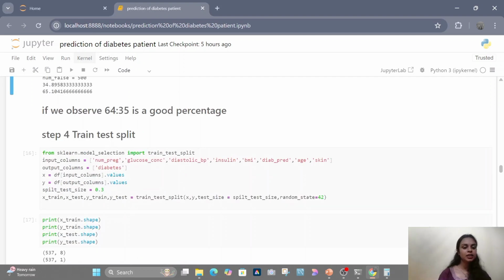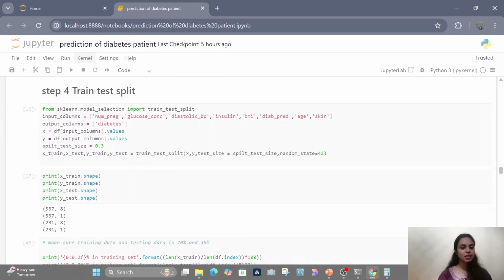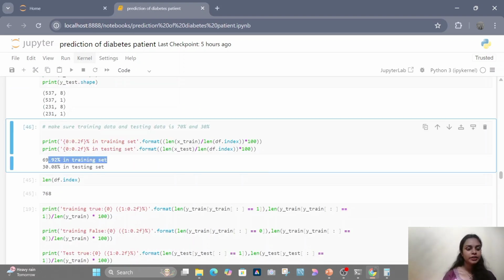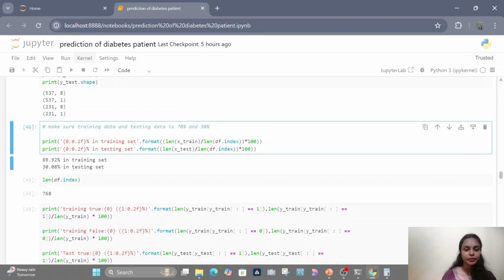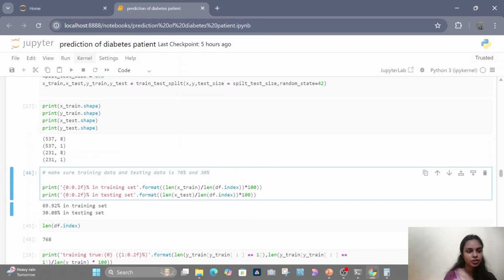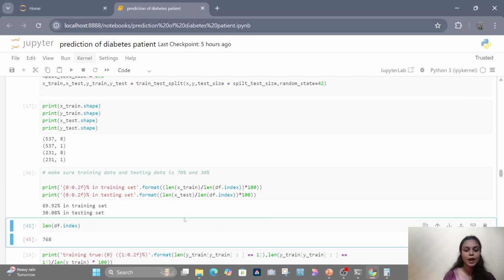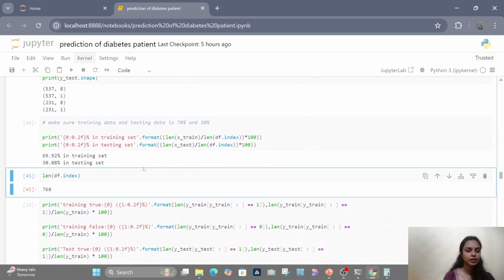Next, we'll be splitting the data into two parts, that is 30 percent of the data will be used for testing purposes and the remaining 70 percent will be used for training purposes. Here you can see that 70 percent of the data is split for training and 30 percent for testing. How did I calculate this? What is the length of X train? Here the length of X train is 537 and the total number of records I have is 768. By dividing those, I get 69.92 percent, almost equal to 70 percent.